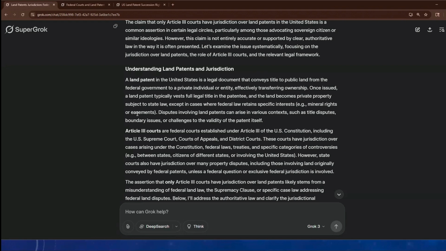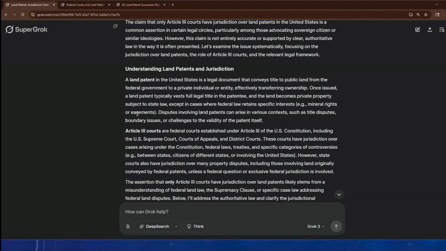Understanding land patents and jurisdiction. A land patent in the United States is a legal document that conveys title to public land from the federal government to a private individual or entity, effectively transferring ownership. Once issued, a land patent typically vests full legal title in the patentee, and the land becomes private property subject to state law, except in cases where federal law retains specific interests, e.g. mineral rights or easements. Disputes involving land patents can arise in various contexts, such as title disputes, boundary issues, or challenges to the validity of the patent itself.